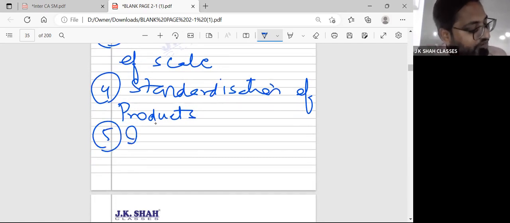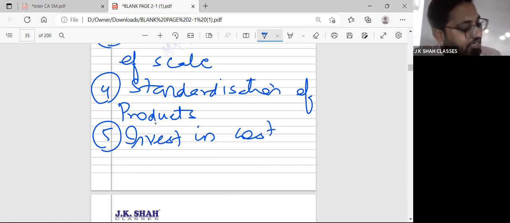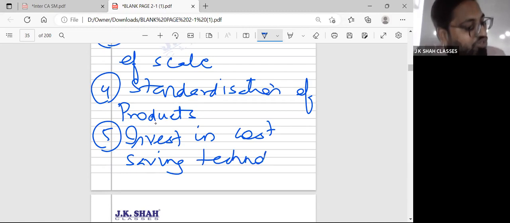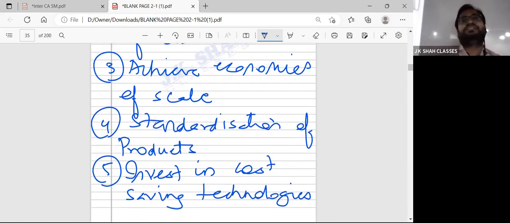Fifth point is my favorite point. Now a student will say every point is his favorite point. It's okay. Invest in cost saving technologies. Now, what do you mean by this? Sometimes it is better to go for automation, because automation will help you reduce your cost. So sometimes it is good that you invest in technology which saves your cost and time.